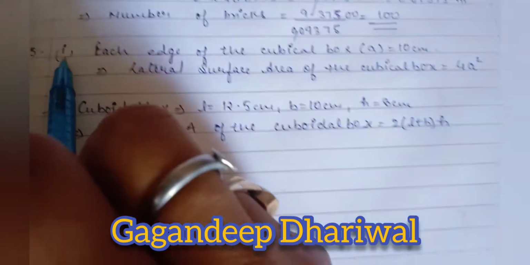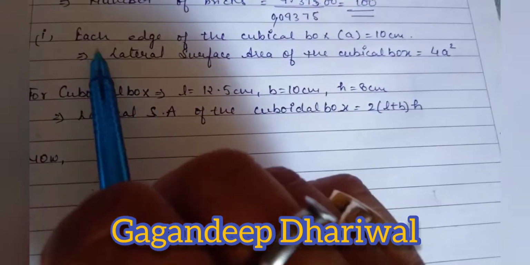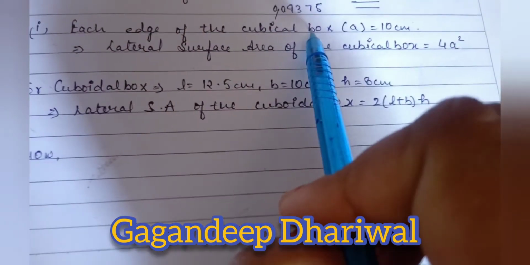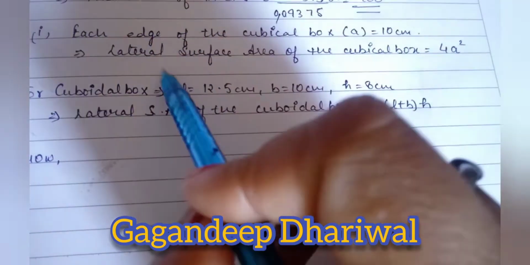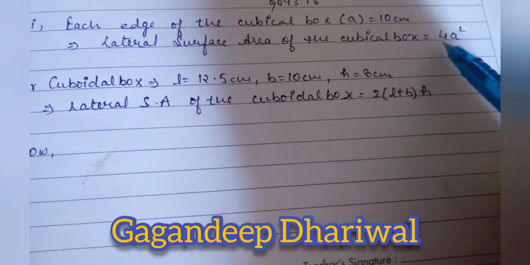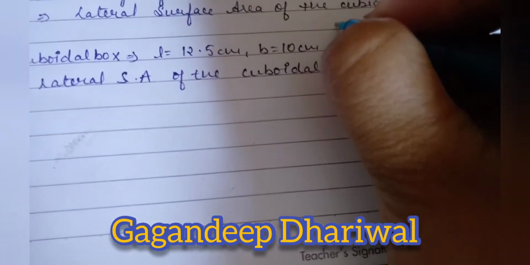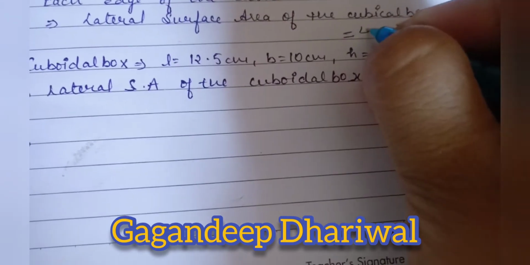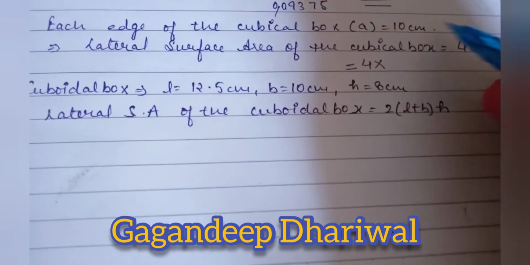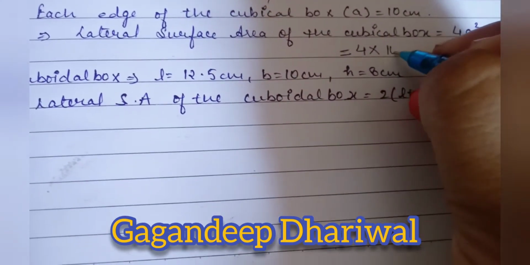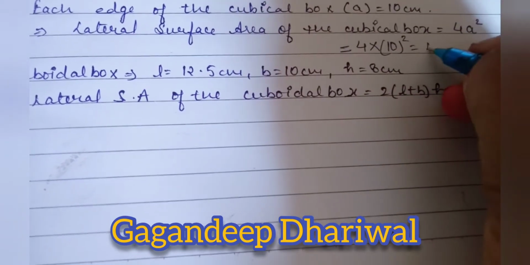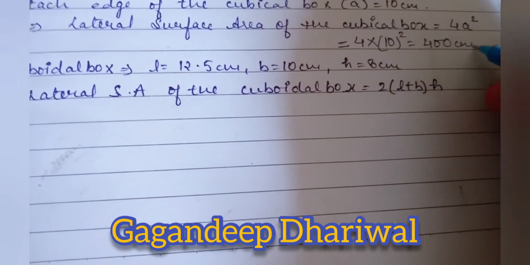Now this is question number 5. The first one is, each edge of the cubical box is given to you as 10 centimeter. Lateral surface area, as you know, is 4a square, so that is equal to 4 into the side, which is given as 10, squared, that is 400 centimeter square.